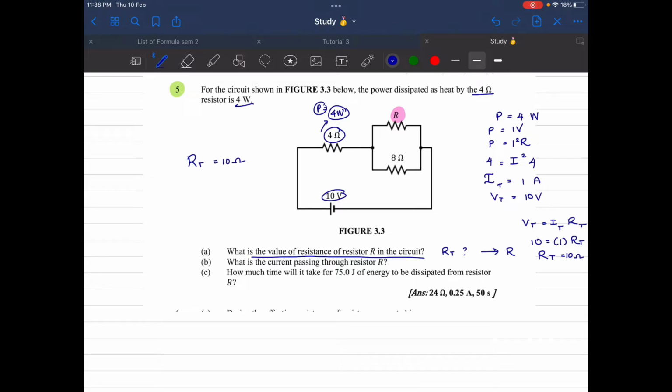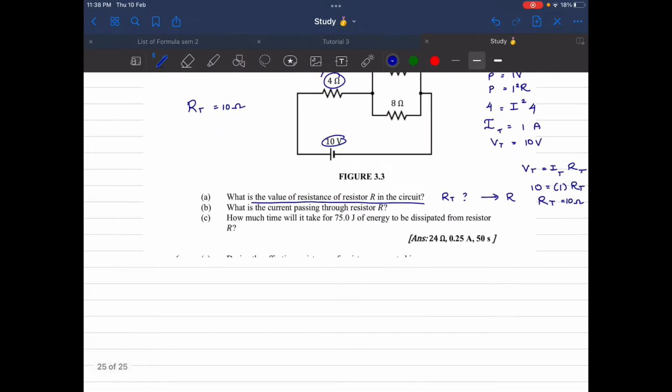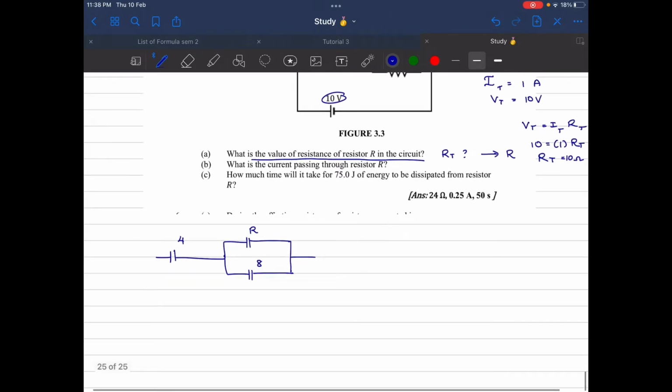Okay, so Miss nak cari nilai R ni kan. So Miss tahu this one is in series, isn't it? In series. So katalah Miss buat macam ni kan. One is R and then this one is 8, and then this one is 4. Okay, right? So I will solve these two first. So, I think this is in parallel kan, sebab ada T-junction. So, 1 over R8, maksudnya 1 over R plus 1 over 8 kan. I need to find this value over here.